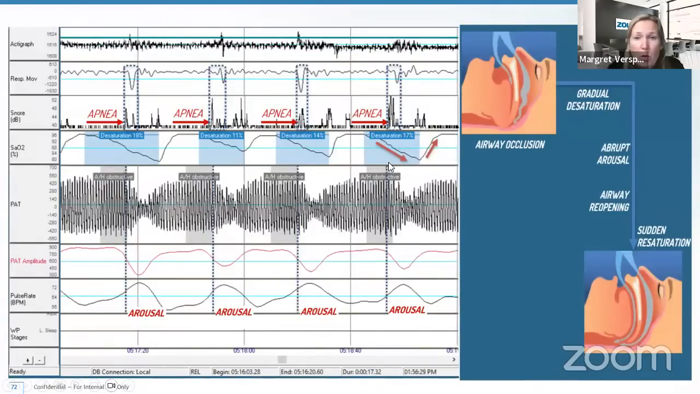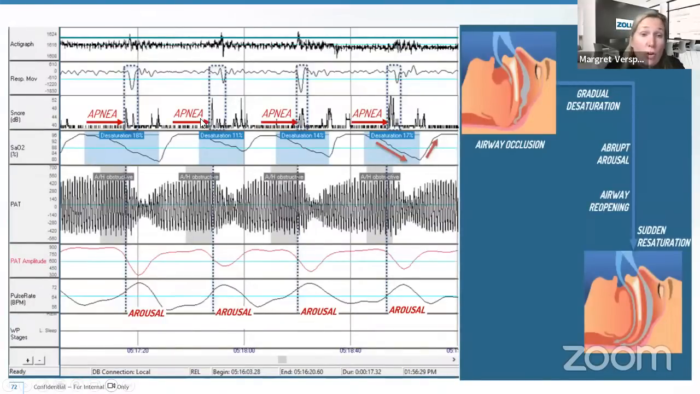There is an abrupt arousal. That's what we see here, abrupt arousal. The airway opens up. We see it here, a big increase in snoring. So there is a sudden deep breath with a snore. And what we see in the saturation, because the patient is taking deep breaths and breathing normally for a few times, there is a quick resaturation. Yes, that's what we see here. This is typical for obstructive sleep apnea.